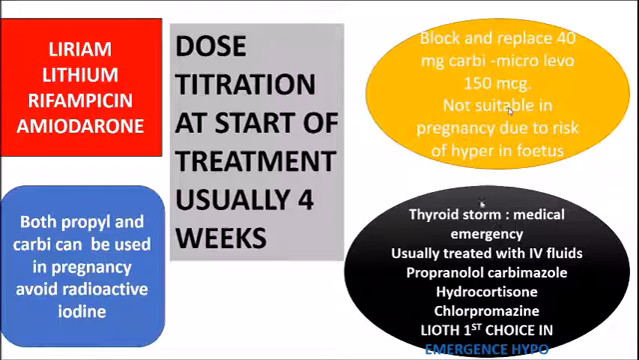This regimen is not suitable for pregnancy because of the risk of hyper or hypothyroidism in the fetus. And then if there's a medical emergency, for hyperthyroidism, it's usually treated in hospital with propranolol. Propranolol is basically effective for reducing adrenergic symptoms like fast heartbeat, palpitation, sweating, and the hydrocortisone basically blocks the conversion of T4 to T3 in the periphery, and the chlorpromazine is basically used to sedate the patient. The liothyronine is the first choice as IV because its action is rapid, and the emergency for hypo basically includes administering levothyroxine.